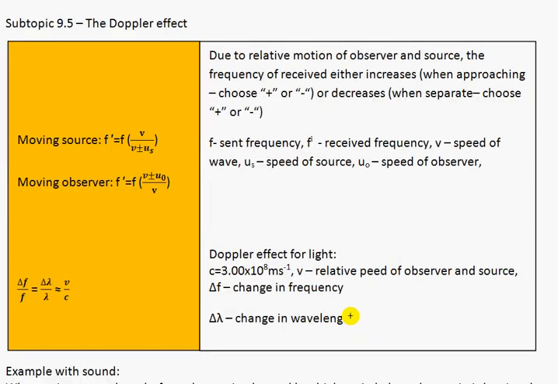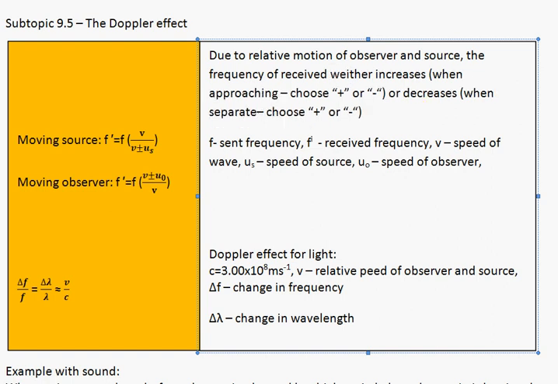Doppler effect. Due to relative motion of observer and source, the frequency of the received wave either increases when approaching or decreases when separating. So formulas have plus and minus, so you should use this criterion. When source and observer are approaching, we should choose plus or minus depending on whether it should increase for approaching and decrease for separation.